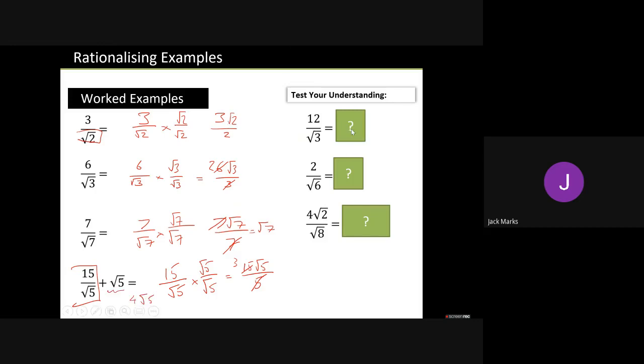So pause the video, have a quick go at the right-hand side. And the answers are as follows. Okay, notice here that we actually get a rational number as our final answer.